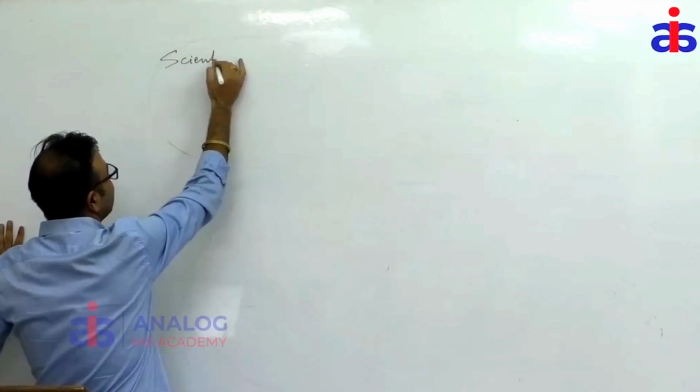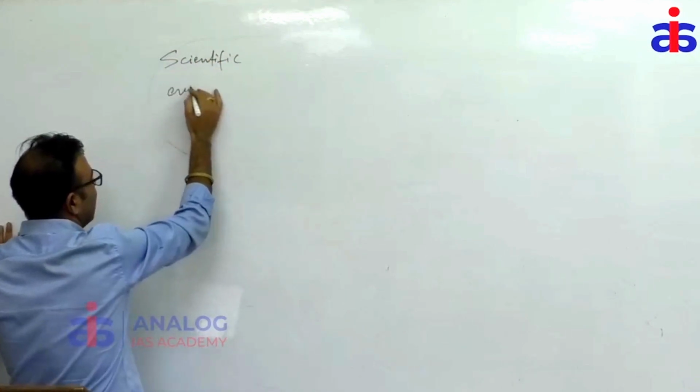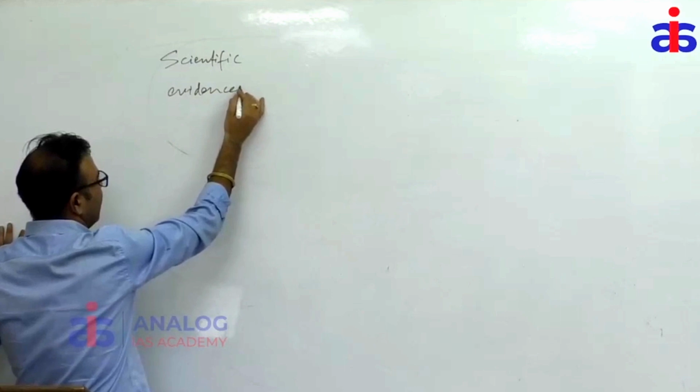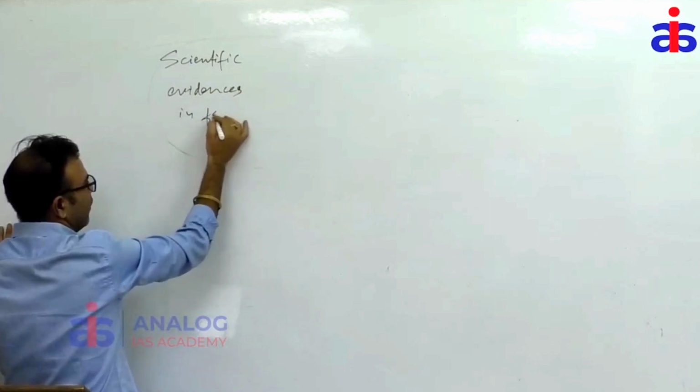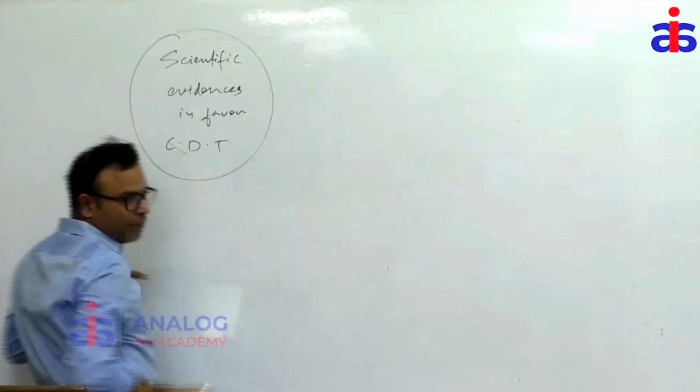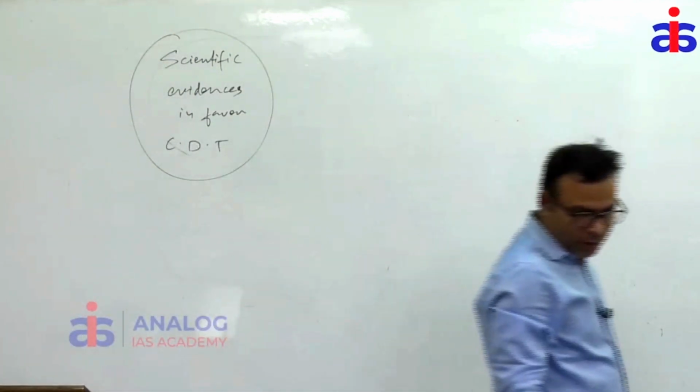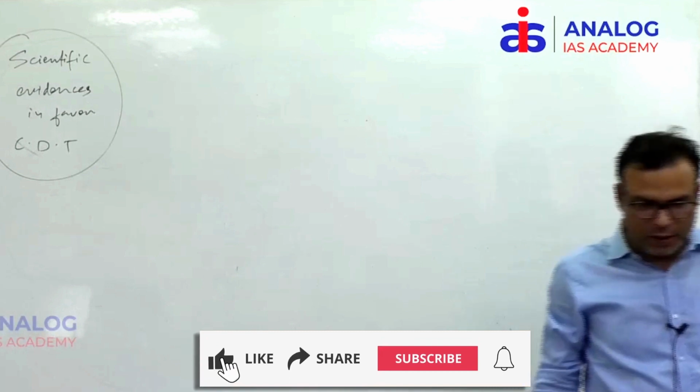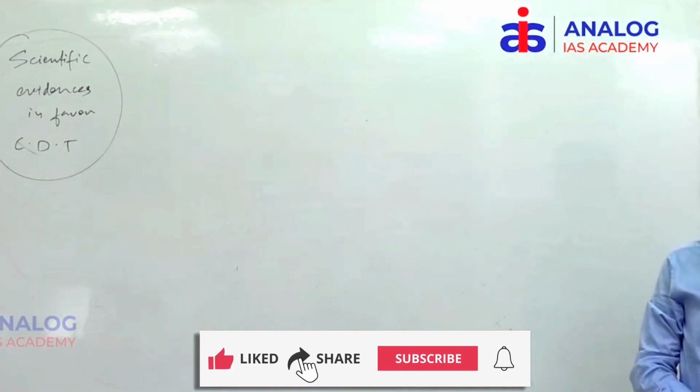Next is scientific evidences in favor of continental drift theory. Scientific evidences in favor. There are 5-6 major evidence.